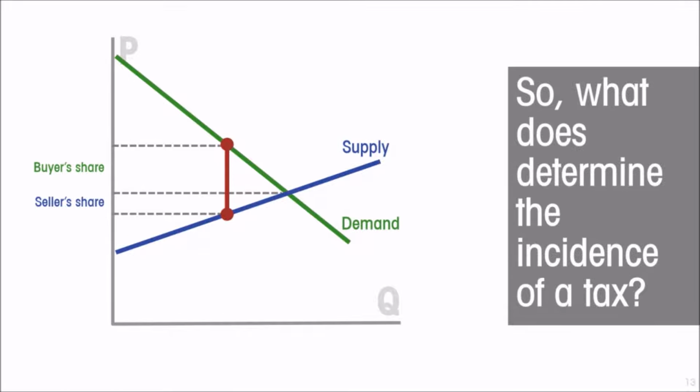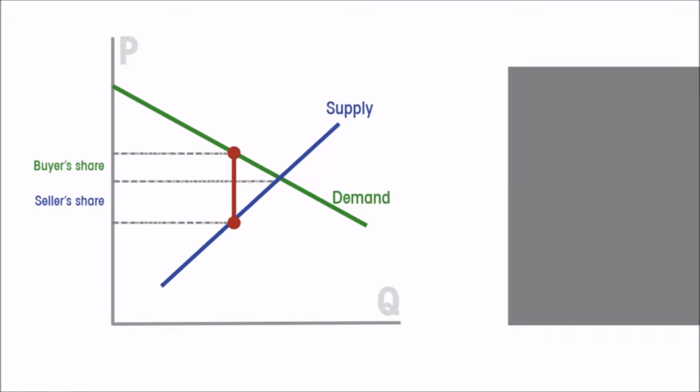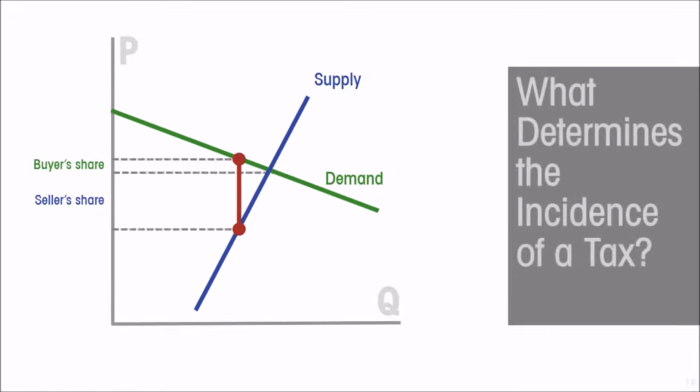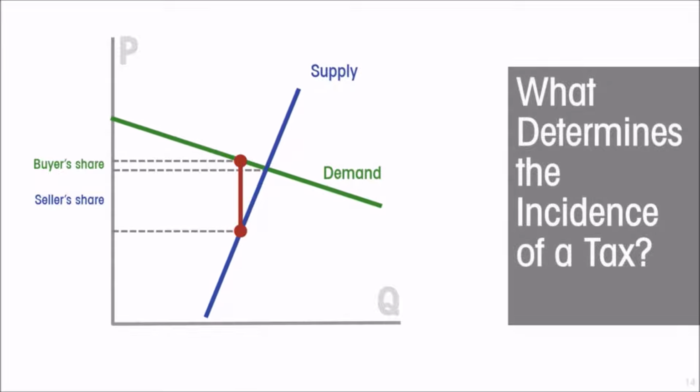If I were to change the relative slopes of the two curves, make the demand curve shallower and the supply curve steeper, you will see the incidence of the tax shift accordingly. As the supply curve gets relatively steeper, suppliers end up bearing the larger share of the burden of the tax. So the incidence of the tax is determined by the characteristics of the market and not by the party upon whom the tax is actually levied.